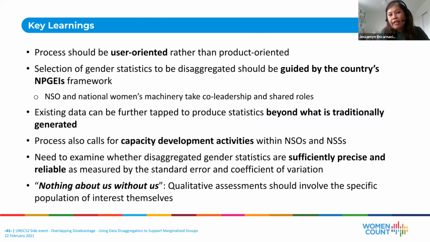Now, lastly, on the key learnings. I think it cannot be overemphasized that the process should be user-oriented rather than product-oriented, and that in selecting the gender statistics to be disaggregated, it should be guided by its policy relevance. Likewise, we promote that both the NSO and the National Women's Machinery take co-leadership and shared roles, both the major data producers and the major data users, so that we're bridging the gap between data production and use. Also, the existing data can be further tapped to produce statistics beyond what is traditionally generated. We've seen that from the examples, not only from this one, but from other colleagues today.